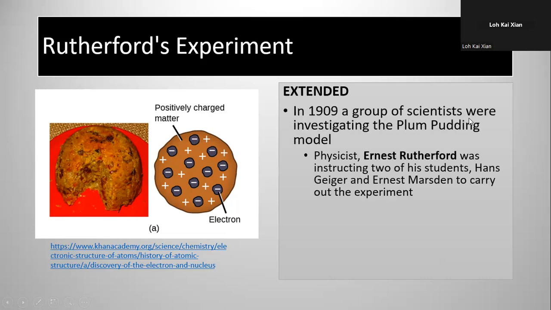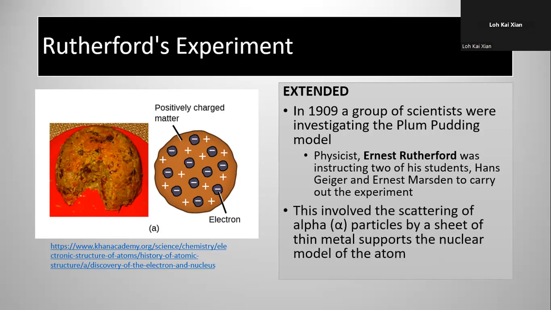In 1909, a group of scientists were investigating the plum pudding model. Physicist Ernest Rutherford was instructing two of his students, Hans Geiger and Ernest Marsden, to carry out the experiment. He is probably the lecturer, professor or supervisor, and his students are interested in doing a PhD or research under him, so he guides them. This involved the scattering of alpha particles by a sheet of thin metal, which supports the nuclear model of the atom.